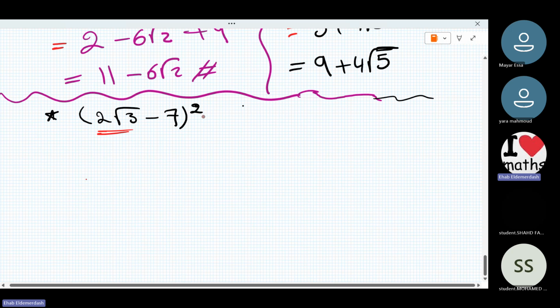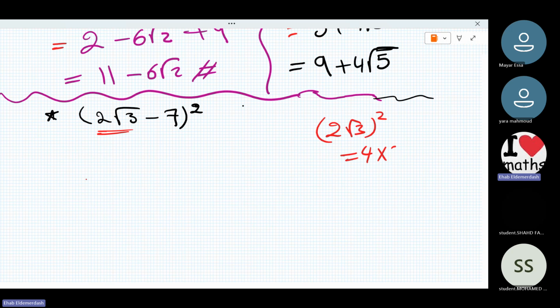The first part squared. Look, guys, when I say 2 root 3 to the power of 2, it means I will multiply 4 into 3, which gives 12. So 2 root 3, all to the power of 2, means what? 2 squared, which is 4 by itself, and root 3 with root 3 equals 3. So 4 into 3 equals 12. That is the first part squared. Then minus 7 squared gives 49, because negative 7 times negative 7 equals positive 49.